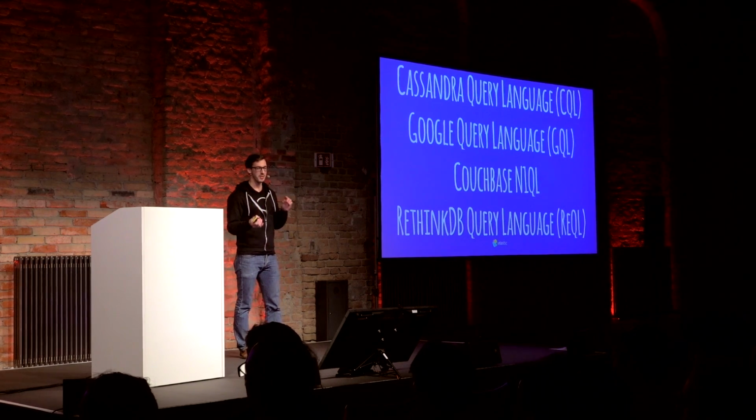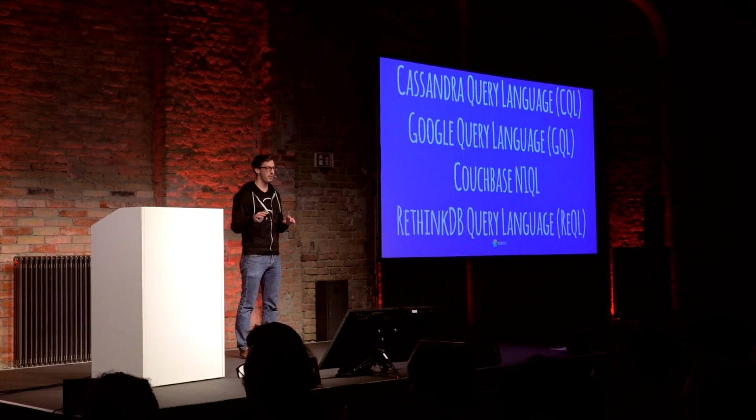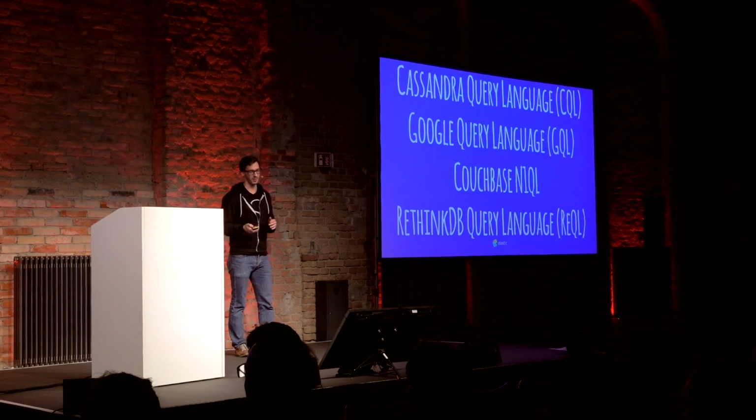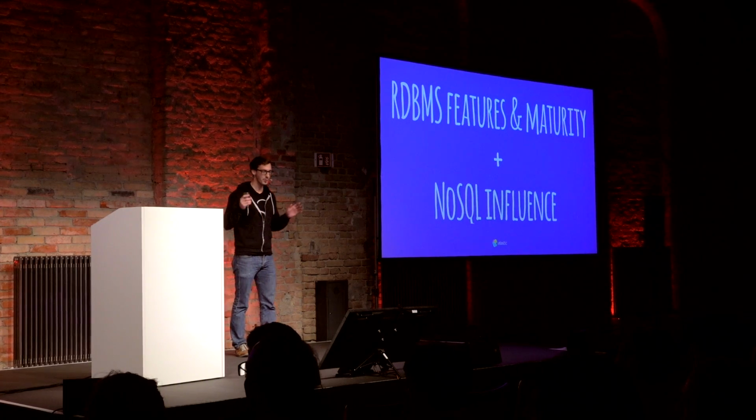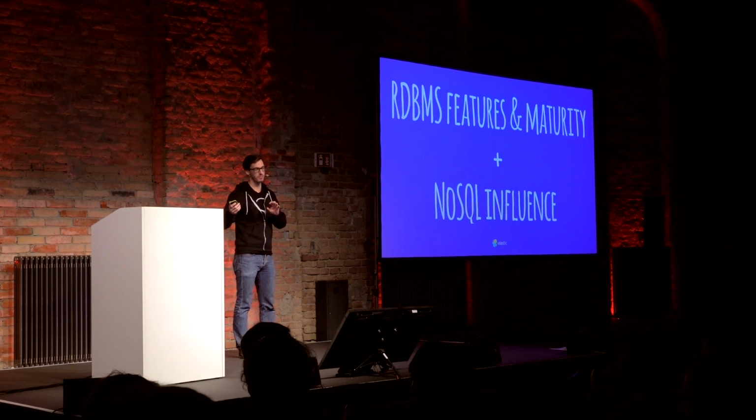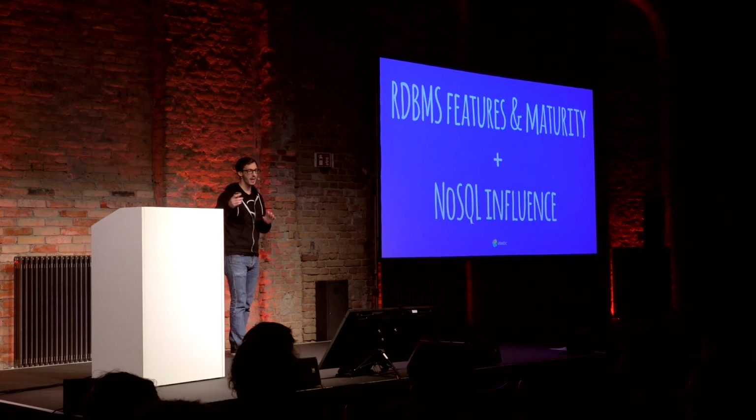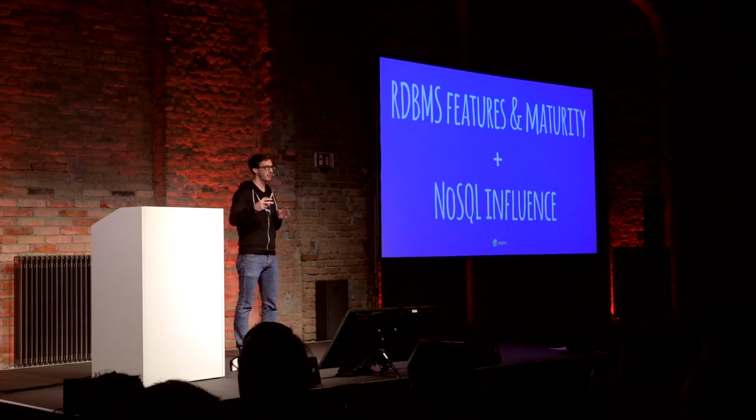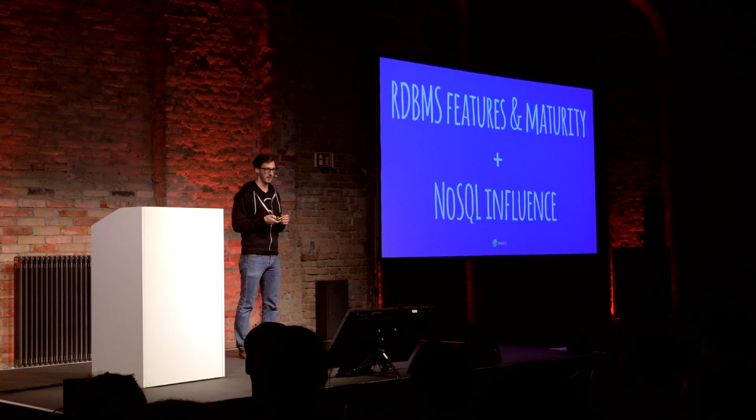So Cassandra has the Cassandra Query Language. Google has its own thing. Couchbase was more creative. It's called N1QL, etc. So what you get in a relational world is generally lots of maturity, just because these systems are way older than the NoSQL implementations. And you also get newer features because they're taking over good ideas from the other side.